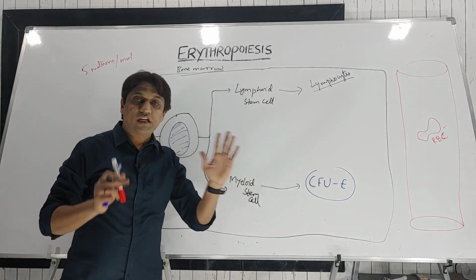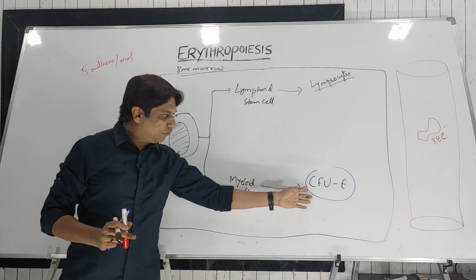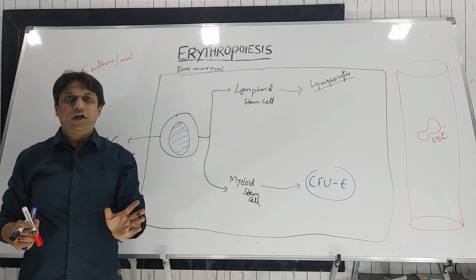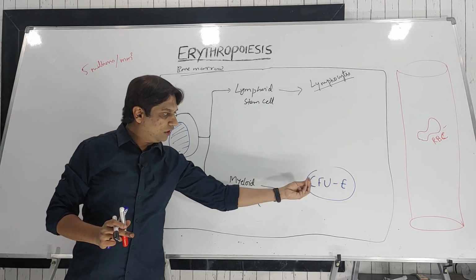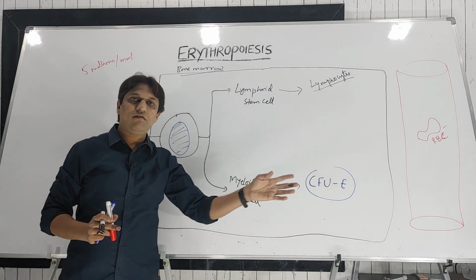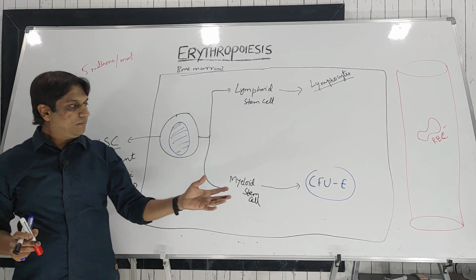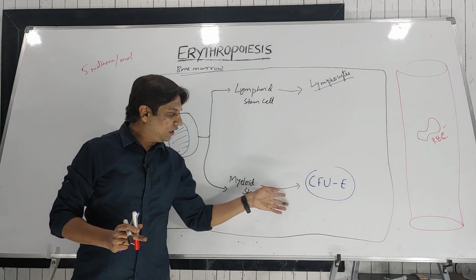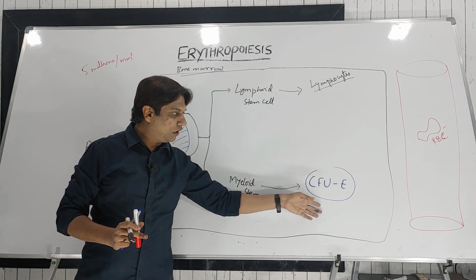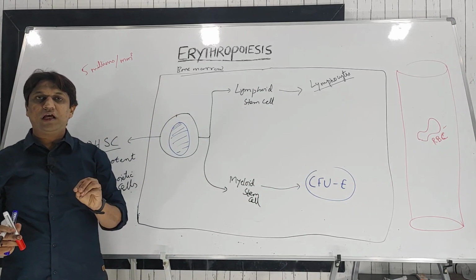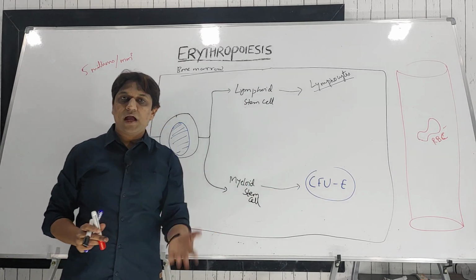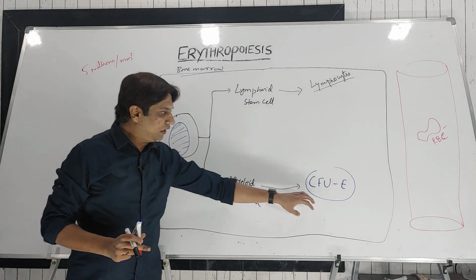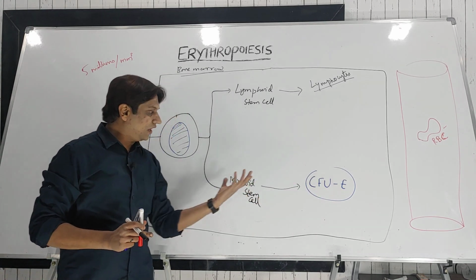Now these are the committed cells. For example, the colony forming unit erythroid series. If you grow this type of immature cell in a culture media, it will grow only into erythrocytes. And if you grow the colony forming unit megakaryocyte in a culture media, it will develop into megakaryocytes. So these are the committed cells, and those are the uncommitted cells.